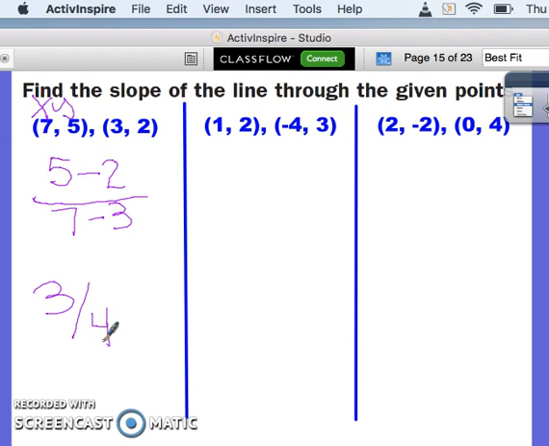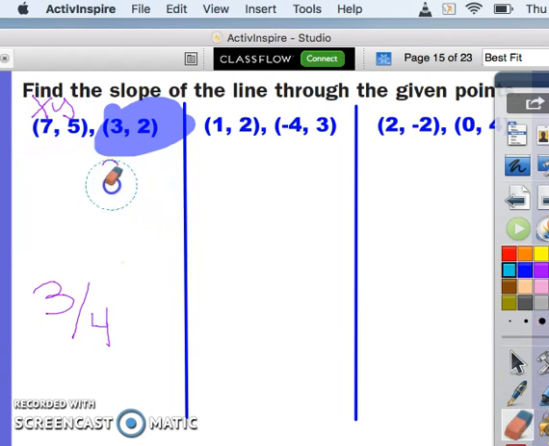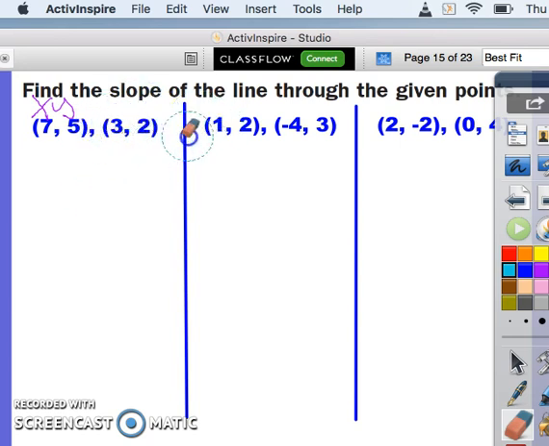So instead of doing 5 minus 2 and 7 minus 3, I'm going to choose this point. Oh, I'm terrible at writing this. Sorry. I'm going to choose this point to go first, and I'm going to show you that it does not matter which point goes first. So let me erase this quickly. Remember, our answer is 3/4, right? So instead, I'm going to use the y from this one first.